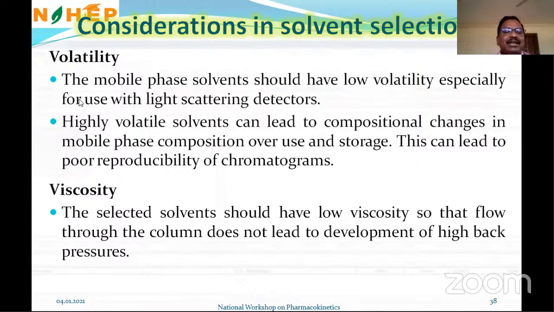Then comes volatility. The mobile phase solvent should have a low volatility, especially for use with light scattering detectors.